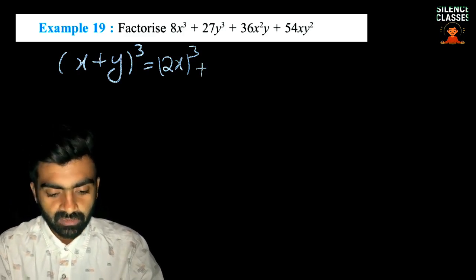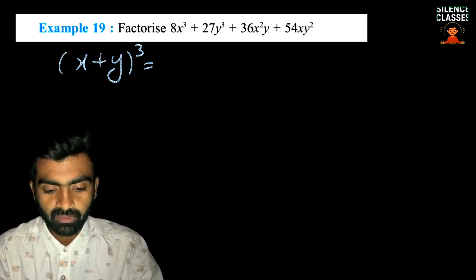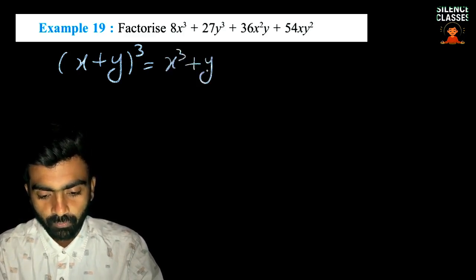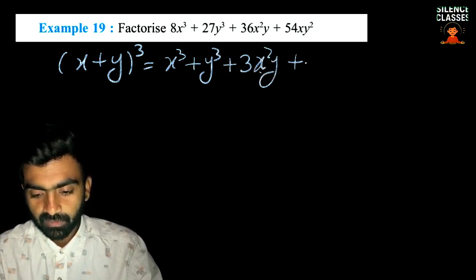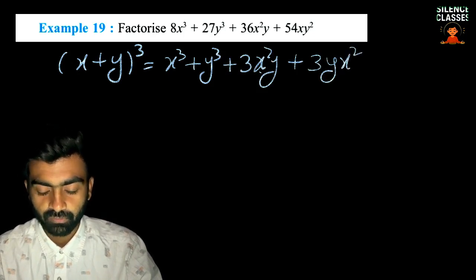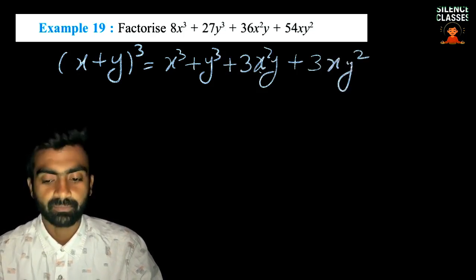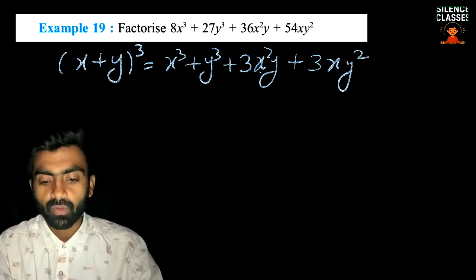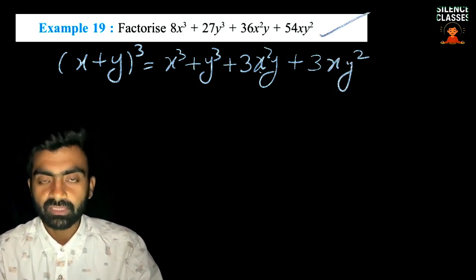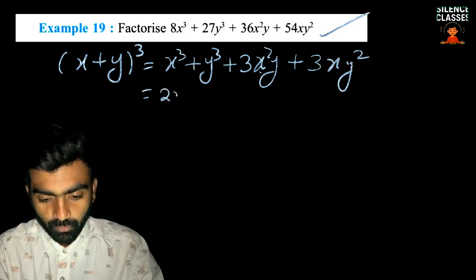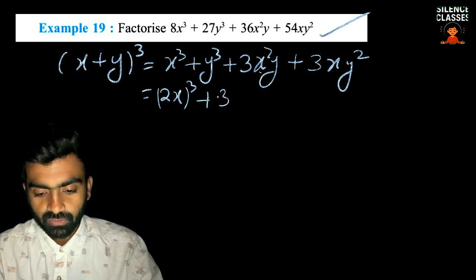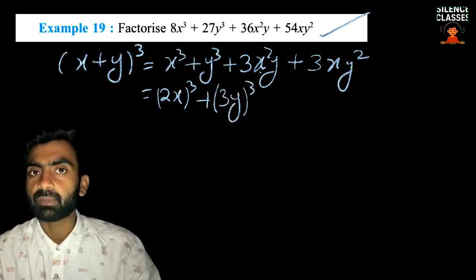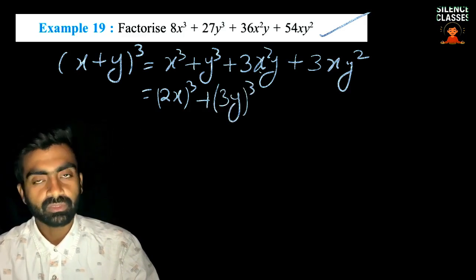Okay, the identity is, first of all I will write it down, the identity x cube plus y cube plus 3x square y plus 3xy square. Okay, in this particular form this expression is written. You guys can check it out. X cube we can write as 2x cube, plus y cube we can write as 3y cube, because 3 multiplied by 3 will be 9 and multiplied by 3 will become 27.